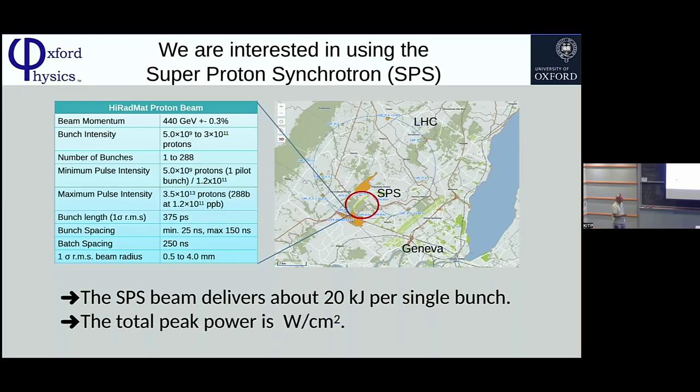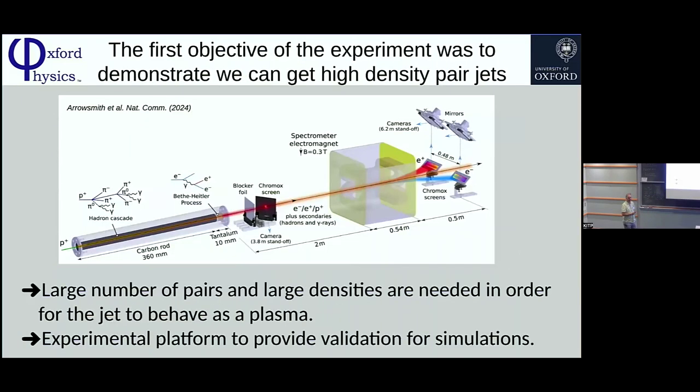And sorry, it didn't come out here, but the peak power is in the order of 10^17, 10^18 watts per square centimeter. Okay, so which is quite impressive for this type of facilities. So this is the experiment that we designed, that Charlie designed.